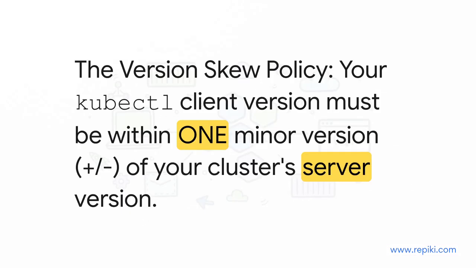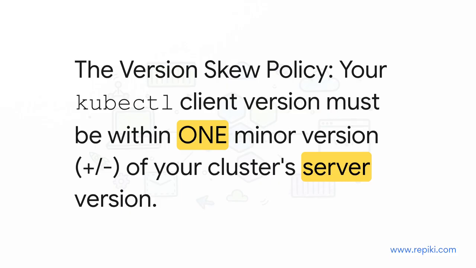Okay, listen up, because before you type a single command, you have to know about the version skew policy. This is so critical. Your kubectl client has to be within one minor version of your cluster's server. So a 1.30 client can talk to a 1.29, a 1.30, or a 1.31 server, and that's it.